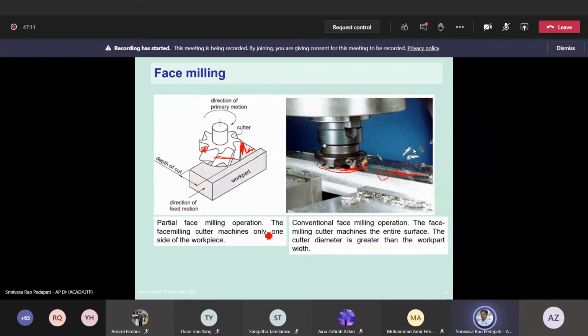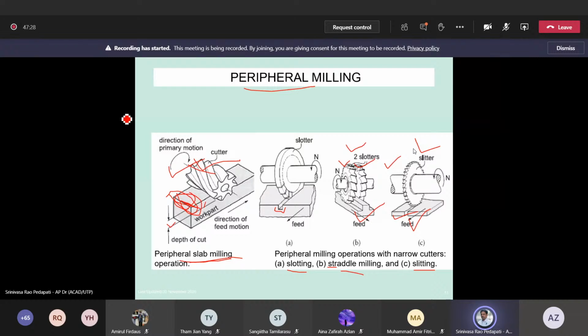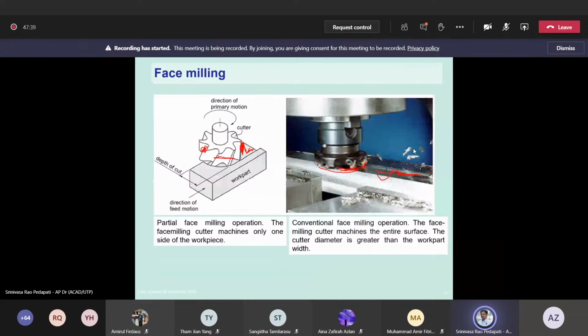So in conventional face milling operation, the cutter machines the entire surface. The cutter depth is greater than the work width. I will show you one video of how the face milling cutter looks, how it participates. But if you compare, peripheral milling is different. Why? Because in peripheral milling, the teeth are participating, all the teeth here, not the face. Whereas in face milling, only the face of the tool is participating in cutting, not the side edges. So face milling is to machine the faces.